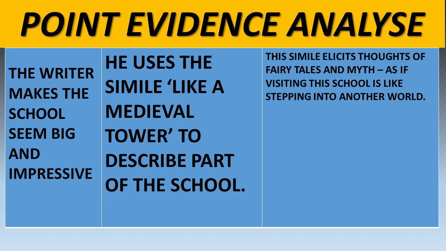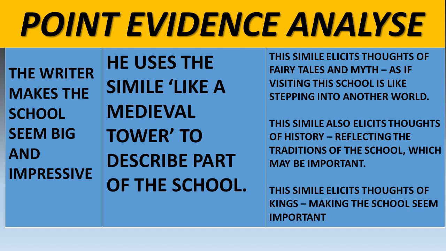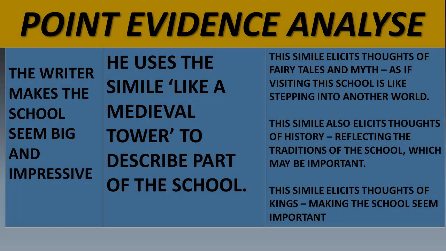So can you say more than one thing? Is there more than one possibility? Here's another example. This simile also elicits thoughts of history, reflecting the traditions of the school, which may be important. And I'll go again. This simile elicits thoughts of kings, making the school seem important, prestigious, that sort of thing. So I've used PEA, but in the analysis, I've tried to be a lot more sophisticated, and I've thought about different layers of meaning. That's what I need to do maybe 3 or 4 times in order to get myself that top band mark for this question.